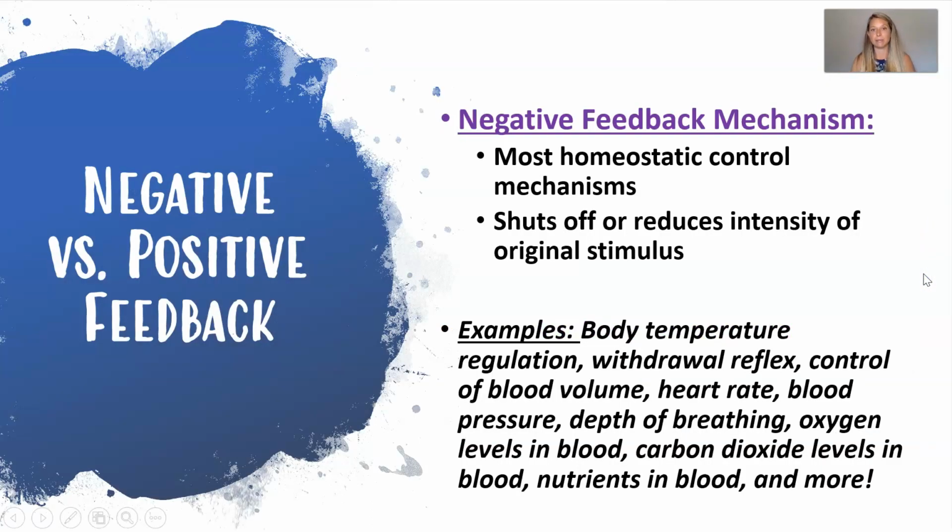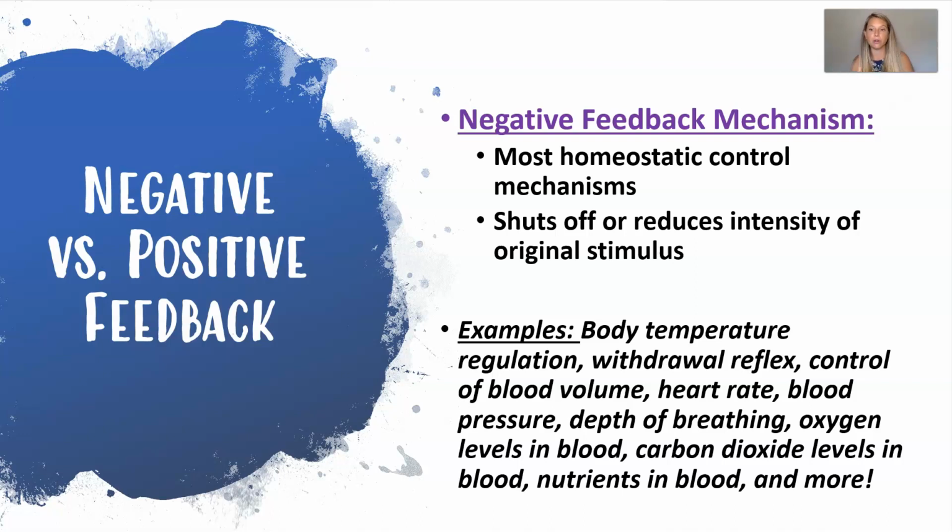Most homeostatic mechanisms in the body are going to be negative feedback loops. So honestly, if you get asked a question, is this an example of a negative or positive feedback loop, and you're not sure, go ahead and put negative because chances are you're right. Almost every feedback loop in the body responds in a negative feedback way. So homeostasis is maintained by responding in the opposite direction, or shutting off or reducing the intensity of whatever that original stimulus was.